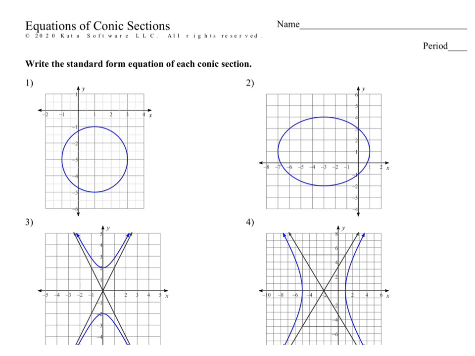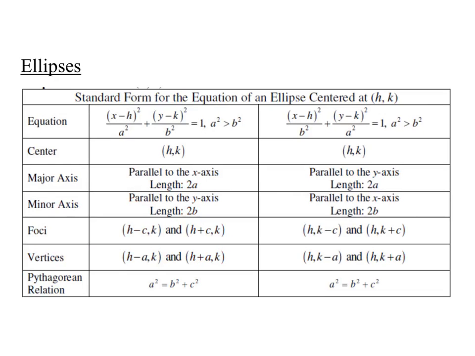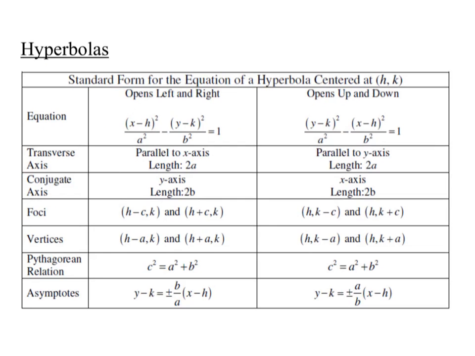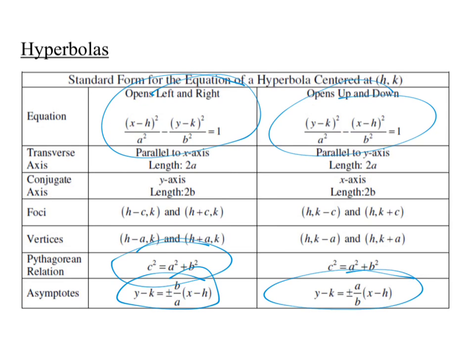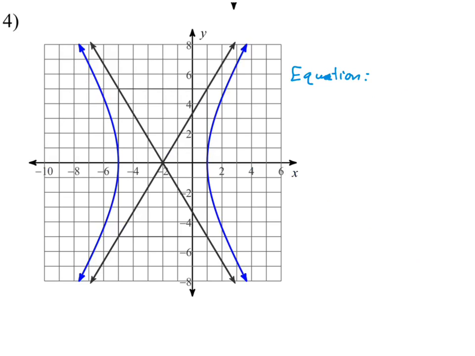I'm going to be using examples from your assignment and work through those for you. But before we do that, make sure you know what the equation of a circle is, make sure you know what the equations of ellipses are, and the Pythagorean relation for those. We're going to be using them. And make sure you also have it for the hyperbolas, and make sure you know how to get the asymptotes and the Pythagorean relations. We're going to do that throughout this review and do some of these problems together. So, first example is going to be number 4.